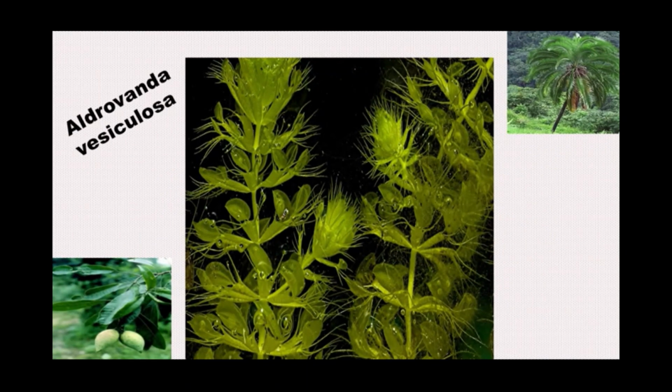Now, Aldrovanda vesiculosa, this is a hydrophyte. It is an insectivorous plant. It is also commonly known as the water wheel plant. It attracts insects, meaning aquatic insects, and eats them just like the Venus flytrap.